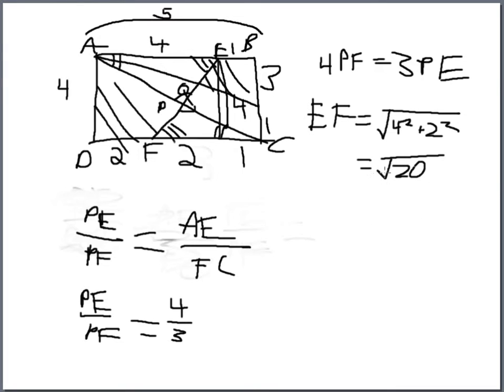Usually at the end you simplify, but in the middle, when you need to use EF for some calculations, it's not suggested that you do it. And we know that PF plus PE is equal to EF, which is equal to the square root of 20.